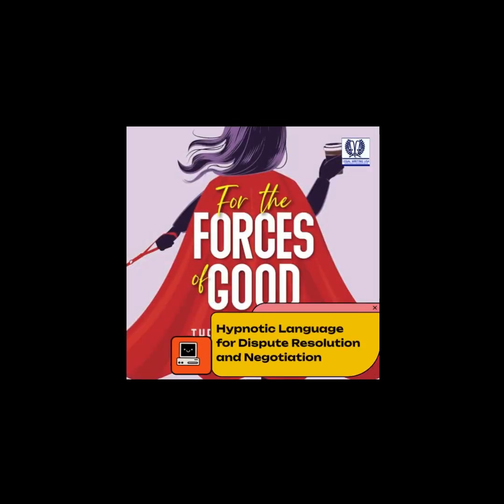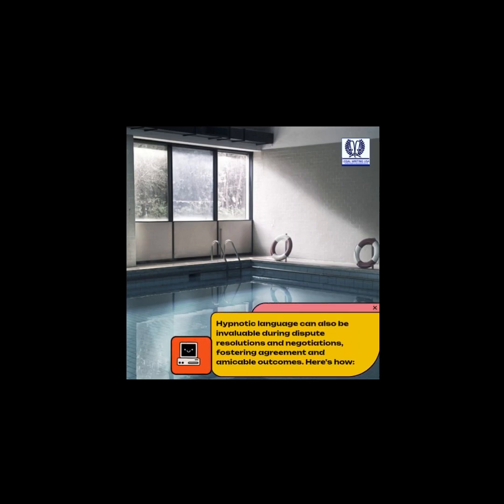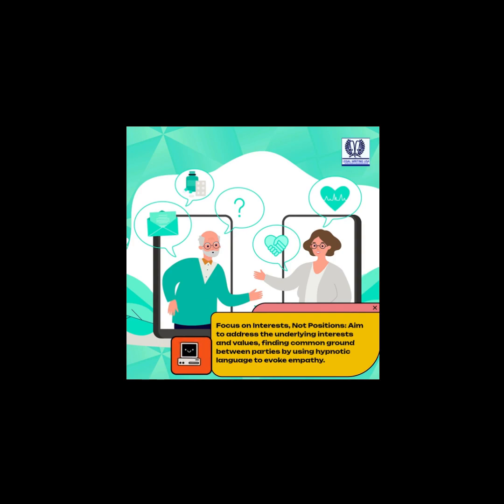Hypnotic language for dispute resolution and negotiation. Hypnotic language can also be invaluable during dispute resolutions and negotiations, fostering agreement and amicable outcomes. Here's how. Focus on interests, not positions. Aim to address the underlying interests and values, finding common ground between parties by using hypnotic language to evoke empathy.